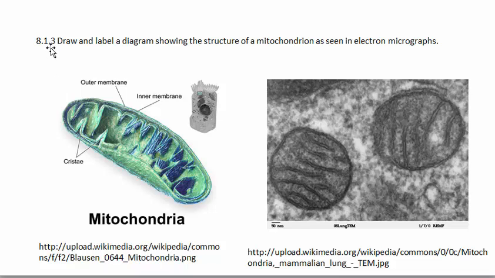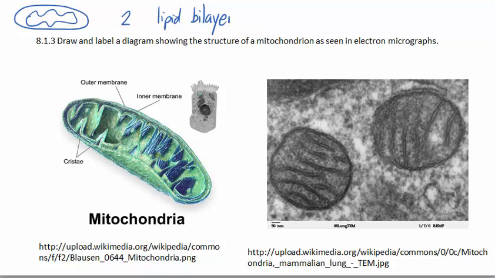Okay, 8.1.3 states: draw and label a diagram showing the structure of a mitochondrion as seen in electron micrographs. If we were to draw this, I would draw a mitochondrion, kind of like a mouth, you know. Basically, mitochondria have two lipid bilayers, which is very unique. It's the first structure we've talked about that has two lipid bilayers. There's the outer membrane and the inner one, and the inner one has these folds in it. The folds are called cristae.